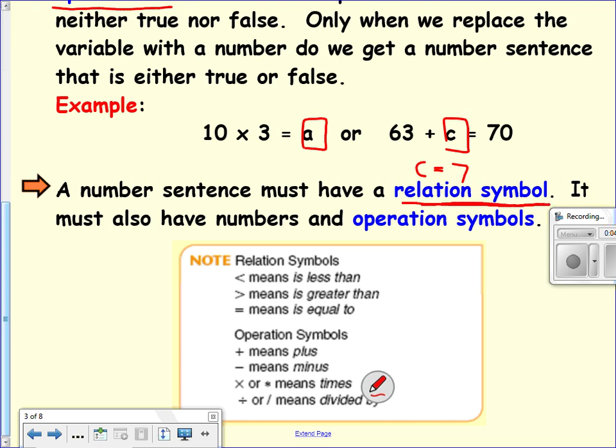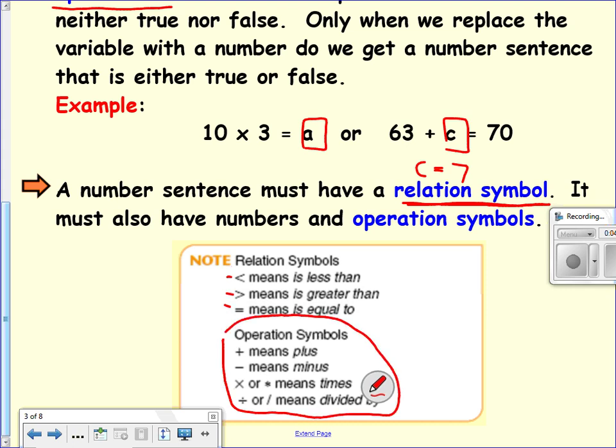In order for it to be a number sentence, it needs to have a relation symbol. And that means a less than, a greater than, or an equal sign. It needs to have one of those to be a number sentence. It must also have numbers and operation symbols. That's these down here.